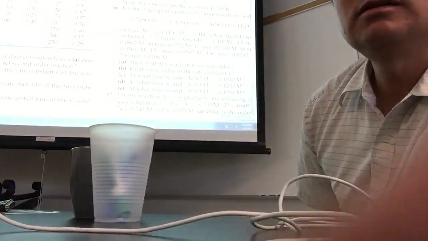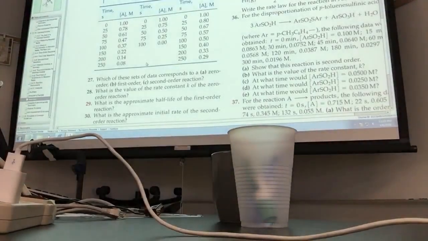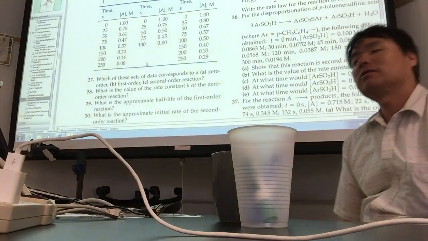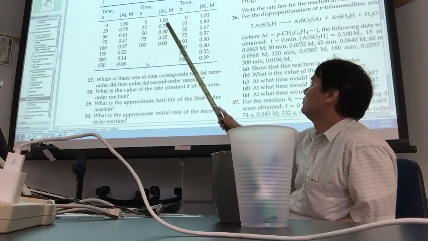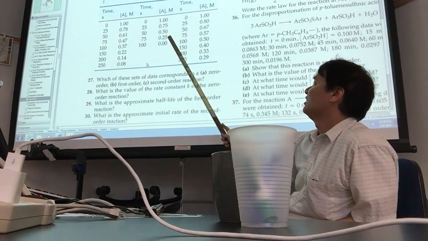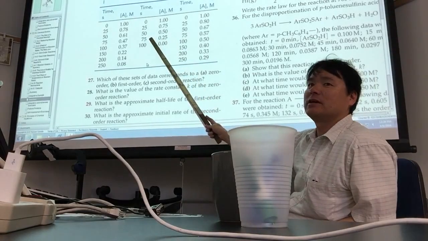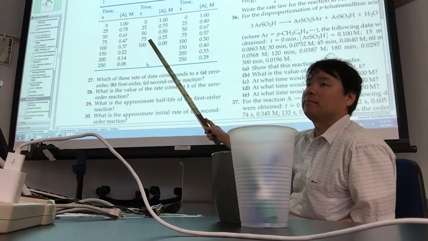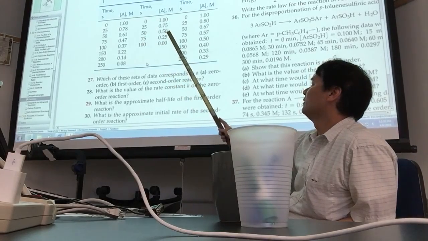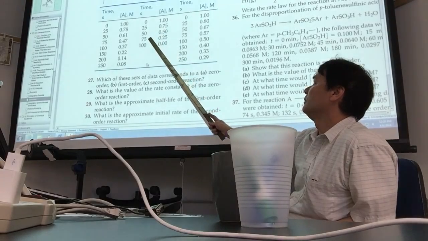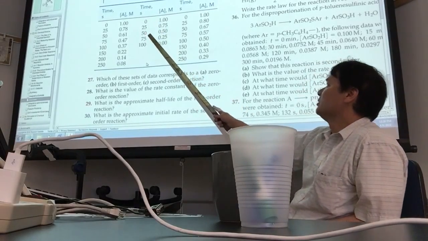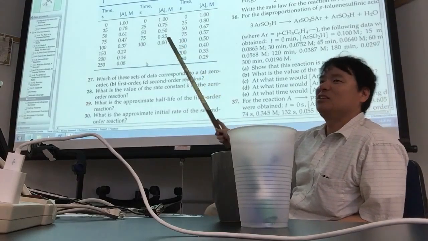First order again? Zero order? Well, let's look. It took 50 seconds, and then the next one took only 25 seconds to cut it in half again. And so the second half-life, which is going from 50 to 25, took us from 50 seconds to 75. So this has got to be zero order.